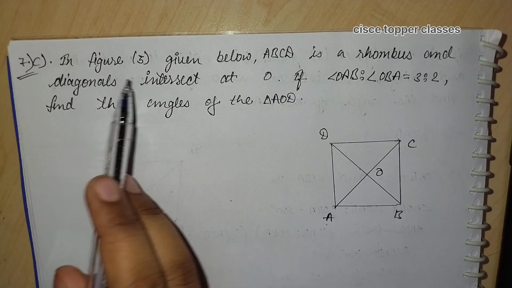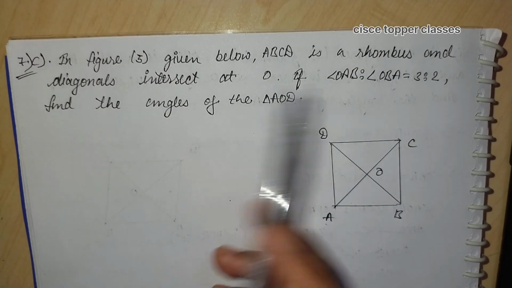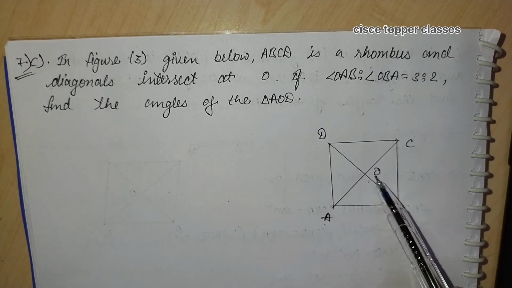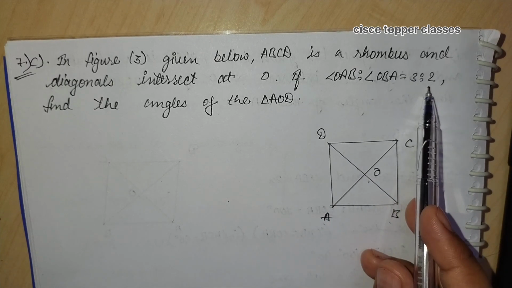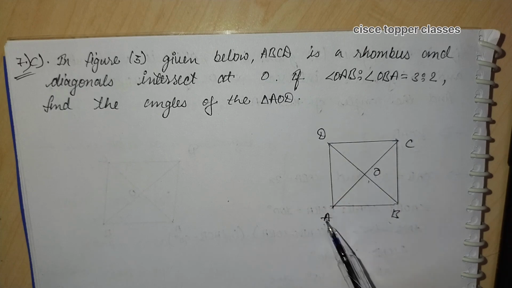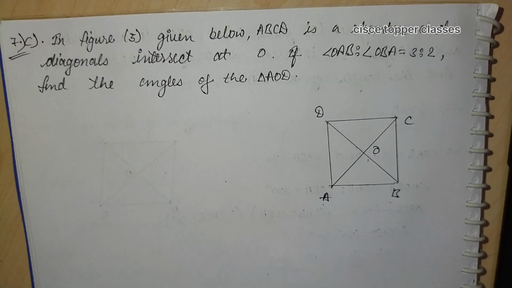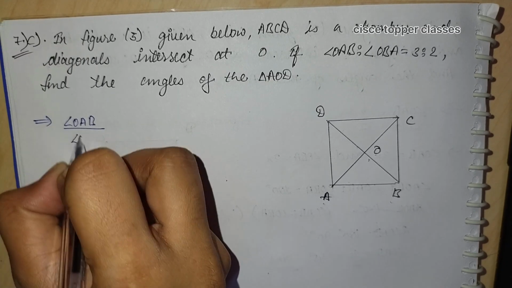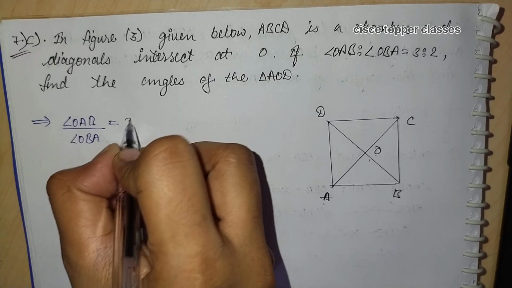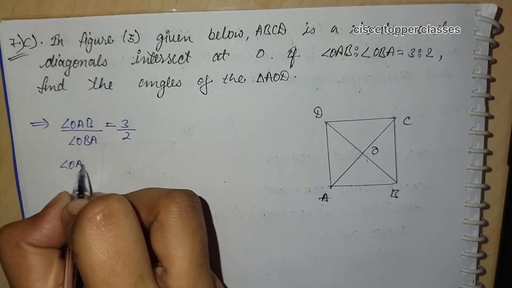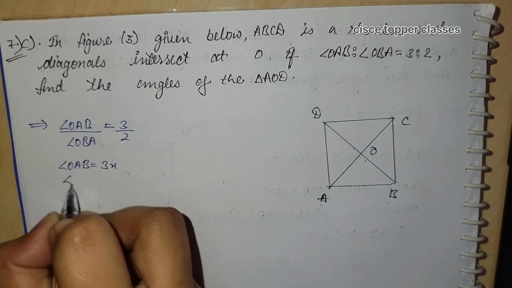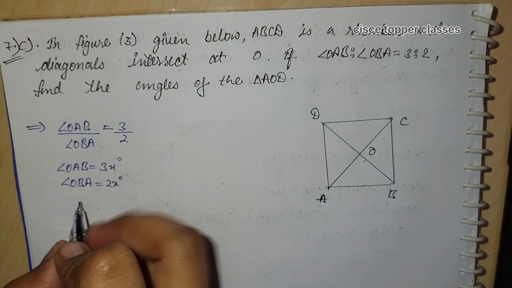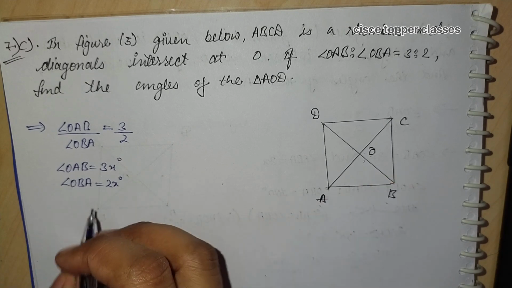Let us solve the third part. In the figure given below, ABCD is a rhombus and diagonals intersect at O. If the ratio of angle OAB to angle OBA is 3:2, then find the angles of triangle AOB. So let us say the ratio of angle OAB to angle OBA is 3 by 2. So angle OAB is equal to 3x, and angle OBA is equal to 2x degrees. We know that the diagonals of a rhombus intersect at right angles.